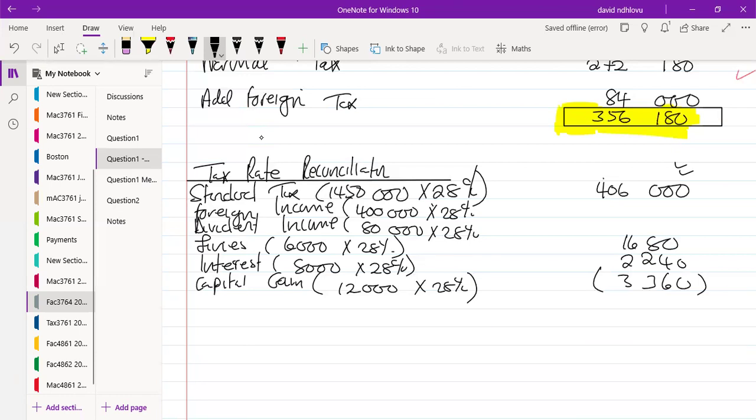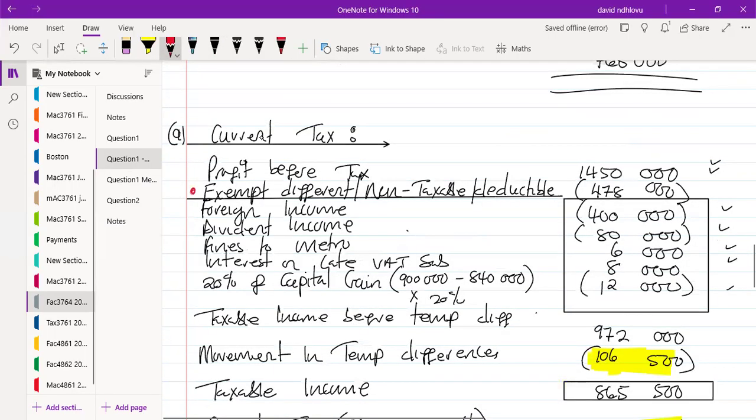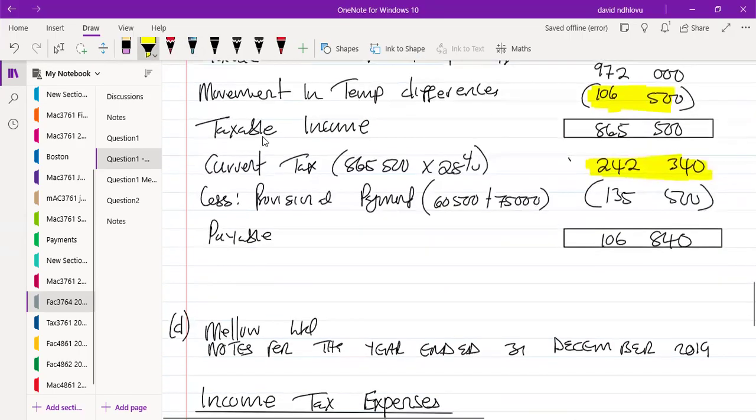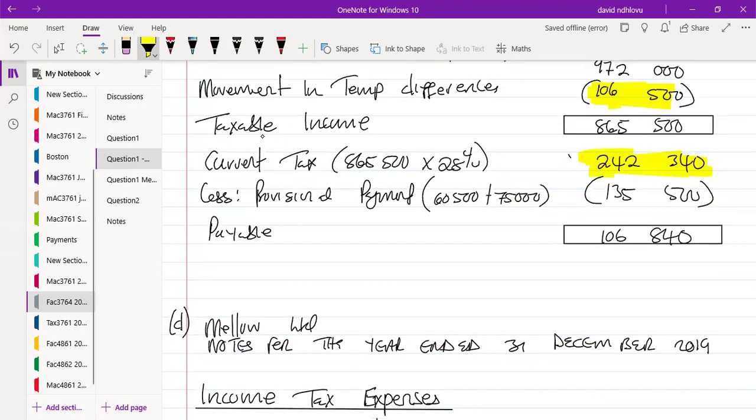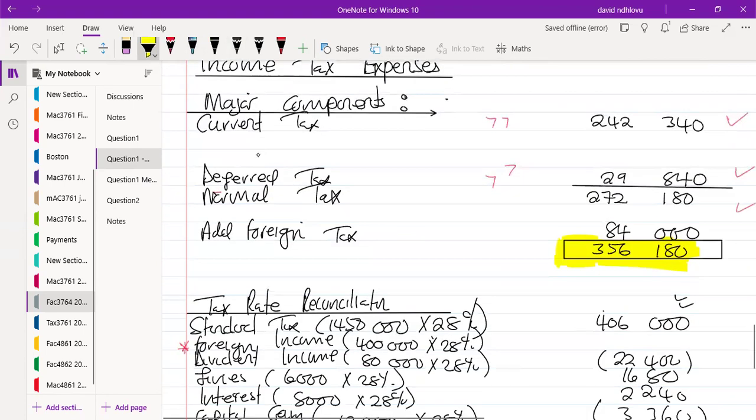Dividend income 8,000 times 0.28, that gives me 22,400. Now that one, we were subtracting its income. But there is a special adjustment that we need to make, right, for only the foreign income. Foreign income was removed from the calculation here, so that when we included this 42,000 in our calculation of current tax here, it was devoid of that 400,000.